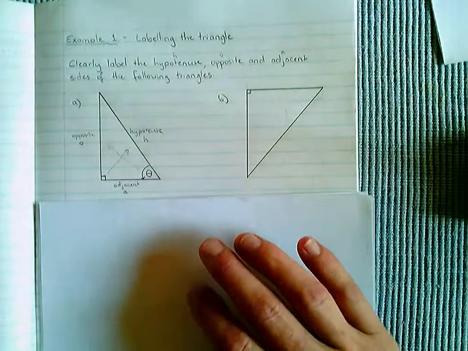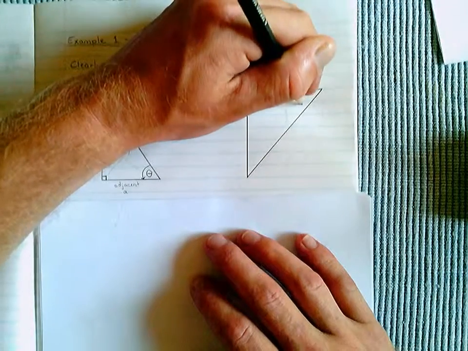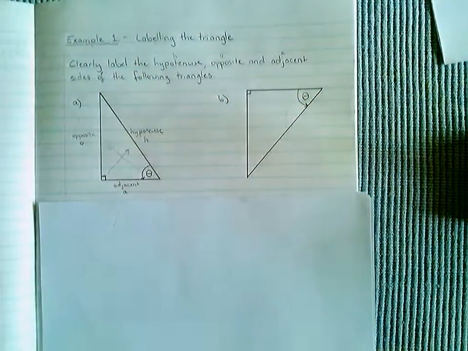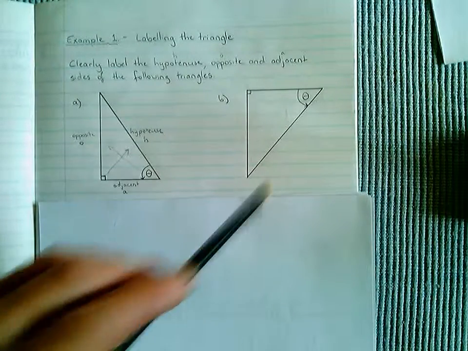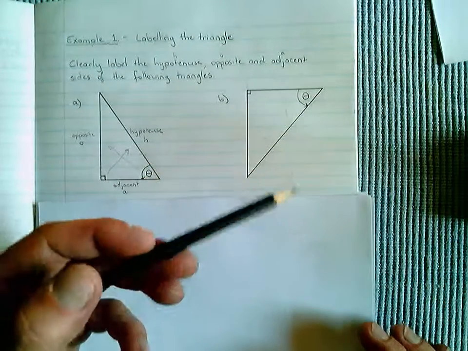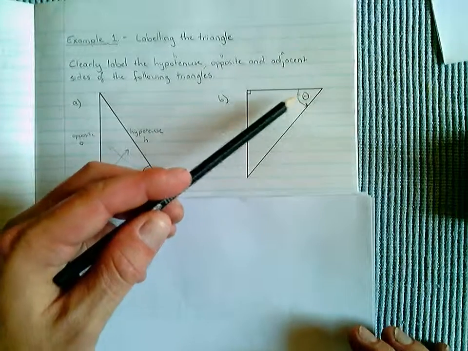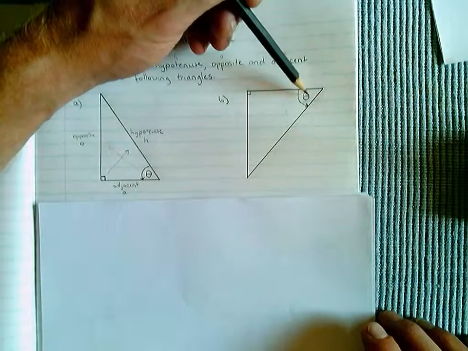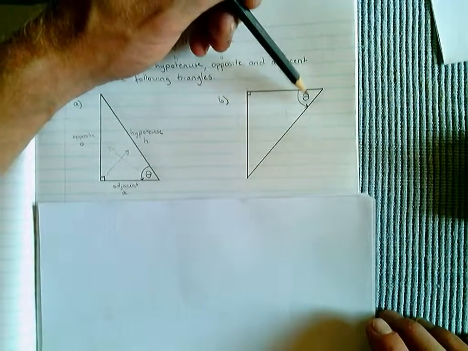Let's see if we can go through the next one. And I'm going to draw theta this time in this particular angle up here. Now theta of course is just representing that unknown angle. You can put a question mark there if you want. It's just a symbol representing an unknown value. We use the Greek alphabet, which is this theta symbol.